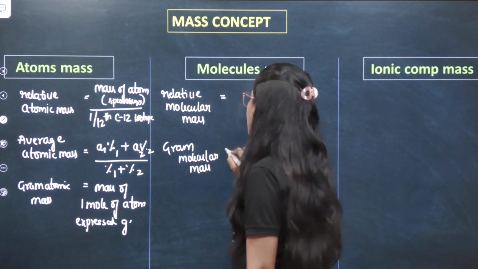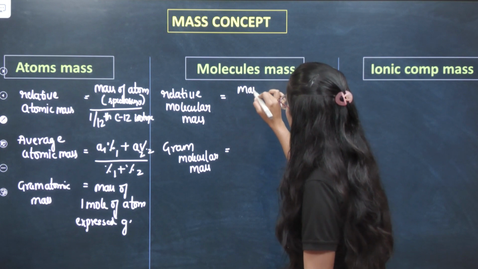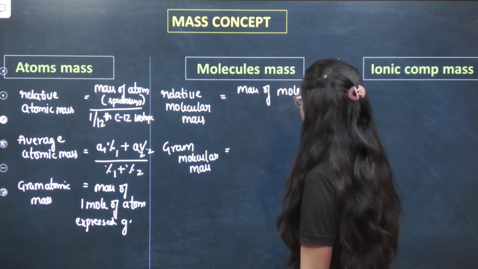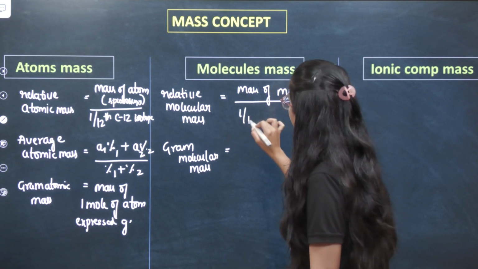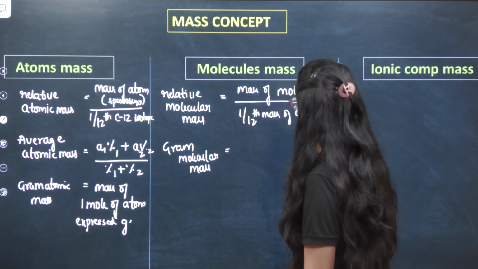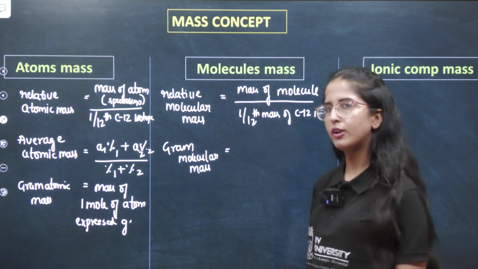Relative molecular mass, similar to relative atomic mass, is the mass of a molecule divided by 1/12th the mass of a carbon-12 isotope. This is your relative atomic mass.